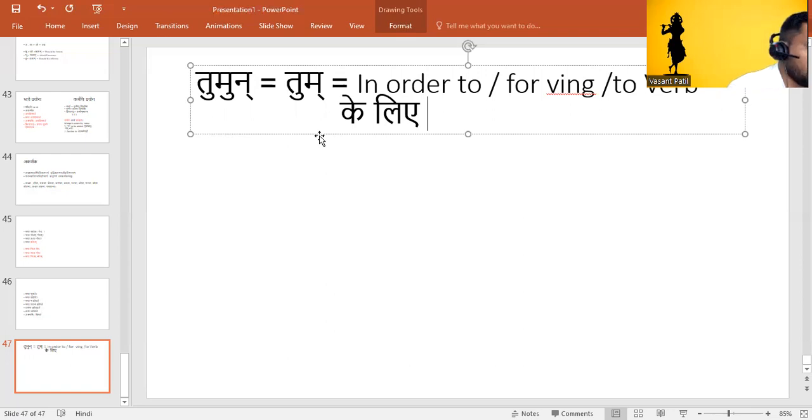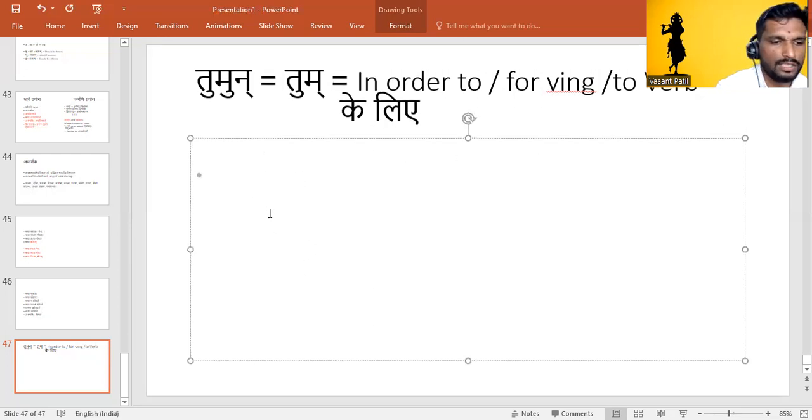So first of all, dhatu will have guna. In tumunta pratyaya, dhatu will have guna. I will write down what are the gunas. So first rule is dhatu will have guna. So guna means what? We'll write down now.